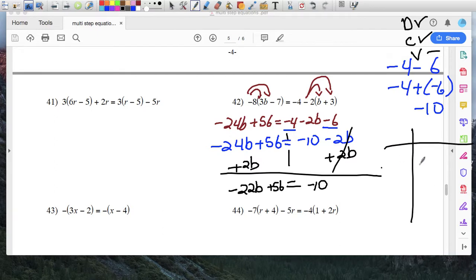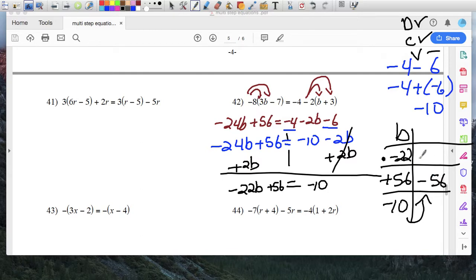I can do a little story. I have a variable b, which is being multiplied by negative 22, add 56, and that's supposed to give me negative 10. Inverse operations, negative 56 plus 22. It's going to give me some answer. Let's see what happens here. So first thing we have to do is minus 56, minus 56, and minus 56 here. These two become 0. Negative 22b comes down. Negative 10 and negative 56 is negative 66.